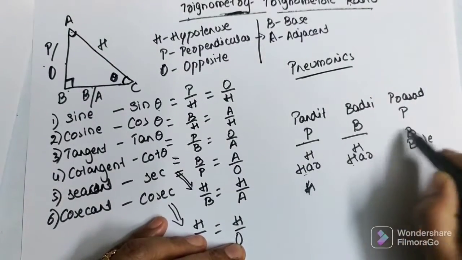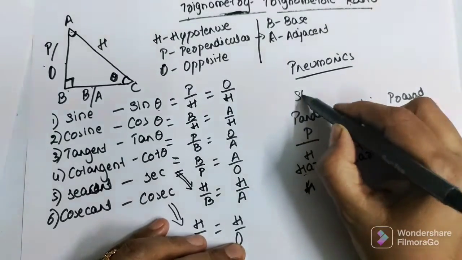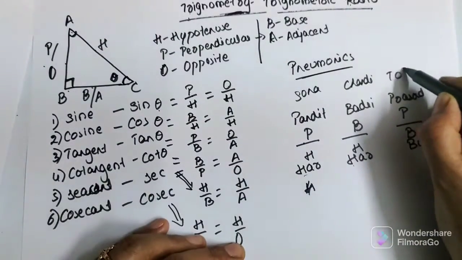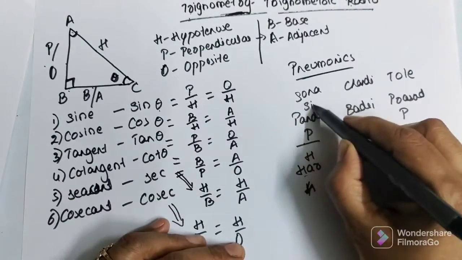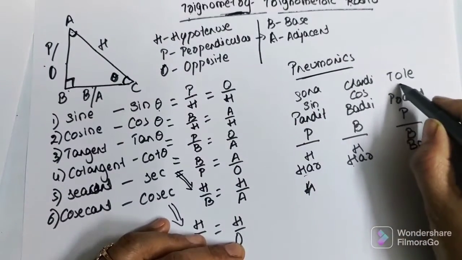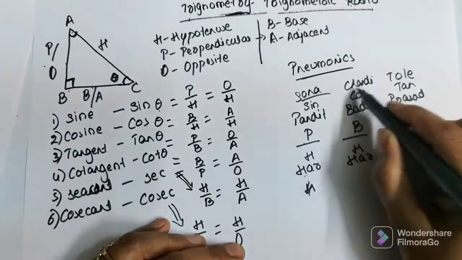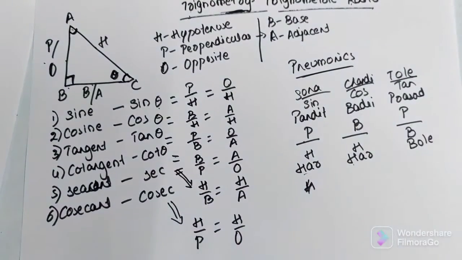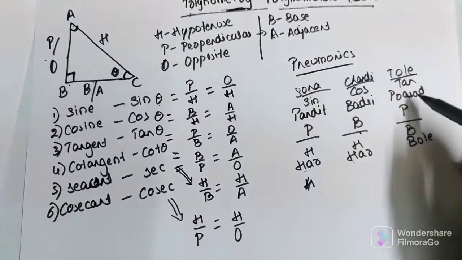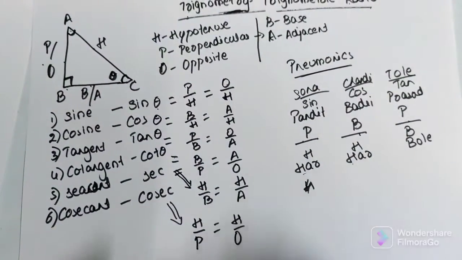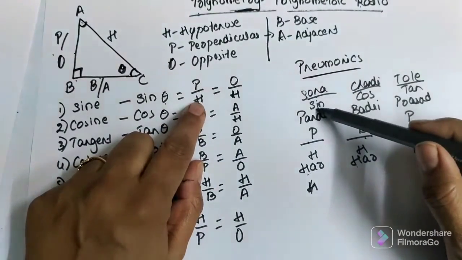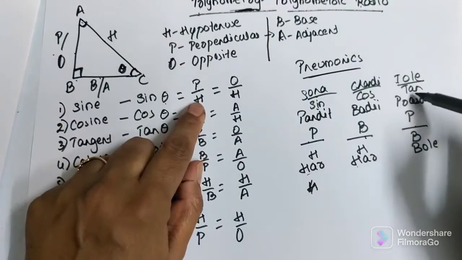And you just have to put a dash here. And Sona, Chandi, Tole. So here Sona stands for the sine function, Chandi stands for C, the cos function, Tole stands for T, that is the tan function. So now you see how they are connected. See here, Pandit is nothing but P, Badri is for B, and then Prasad and Har H. And Sona, Chandi, Tole is nothing but S for sine function, C for cos, and T for tan function.